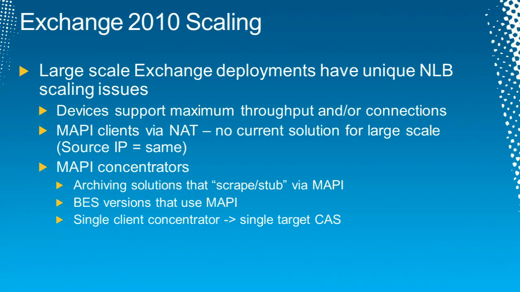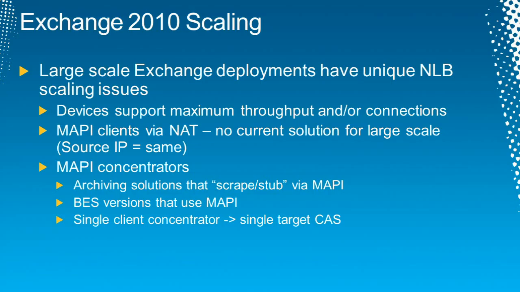The final one that we want to bring up is this concept of large-scale Exchange deployments, right? There's some unique pieces here when we get into high volumes of clients. Specifically, what we're talking about is this concept of a MAPI concentrator. So we talked about the concept of NAT, and how if you're using source IP for persistence, NAT can cause overload of one of the servers in the pool. The other way to do this is to have all clients go through some sort of MAPI device. So think of a BlackBerry Enterprise server or an archiving solution. All traffic is coming from that one server to one CAS server inside of the array.